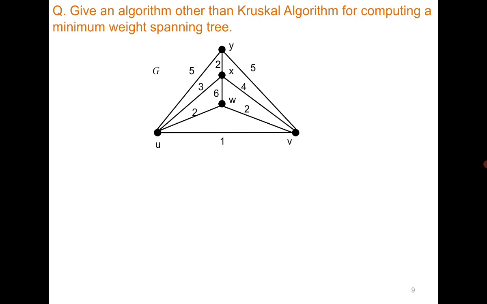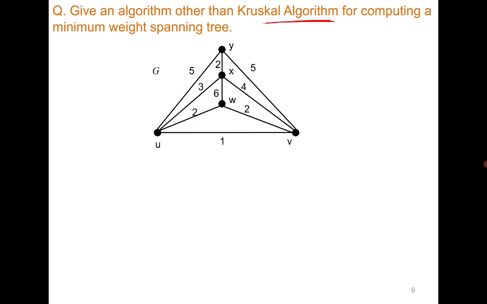Now think of any other algorithm other than Kruskal's algorithm for computing the minimum weight spanning tree. Very interesting exercise. So if you give a thought, then in Kruskal's algorithm, one quick observation is that it is not taking care of connectivity. Initially, or until the last edge to be added, the graph may be disconnected.